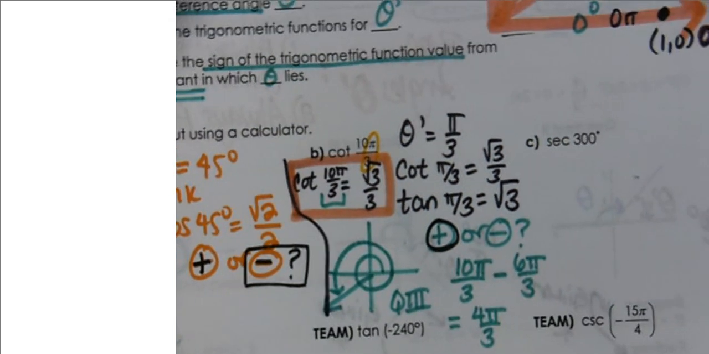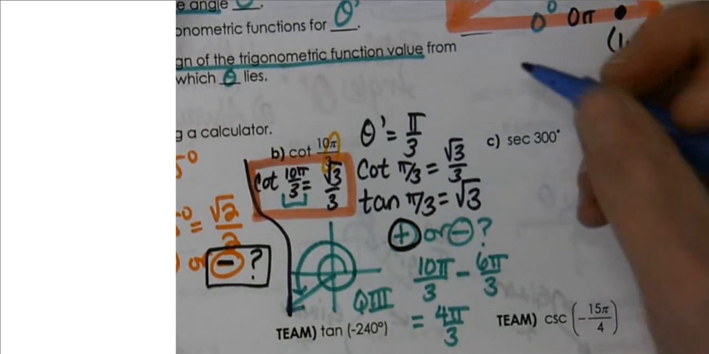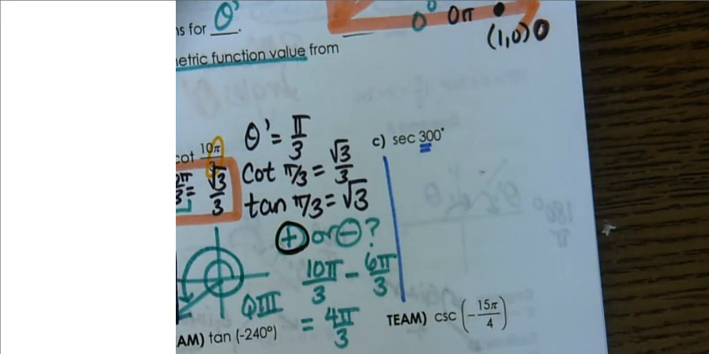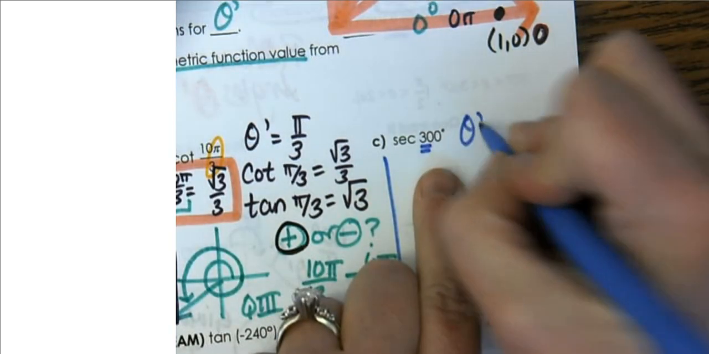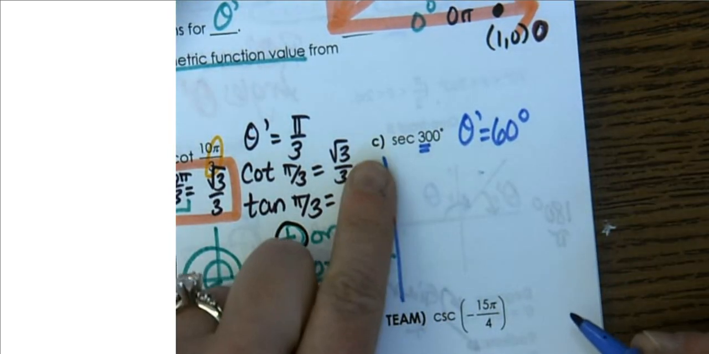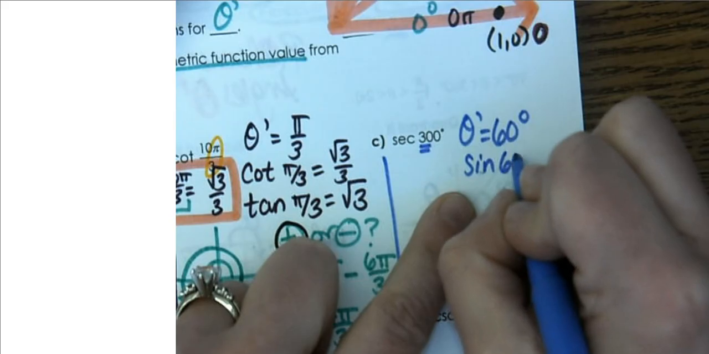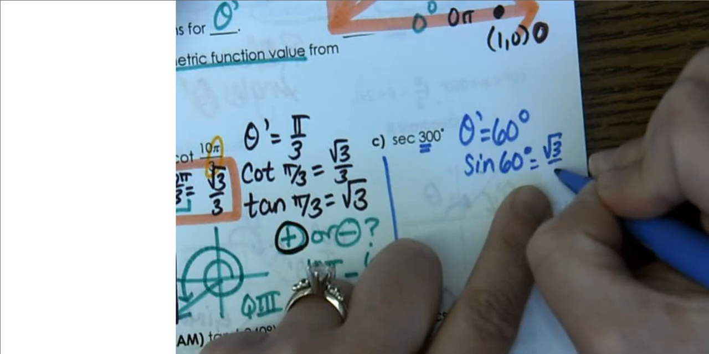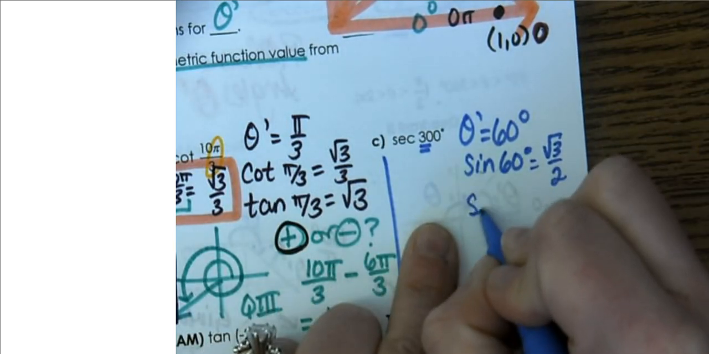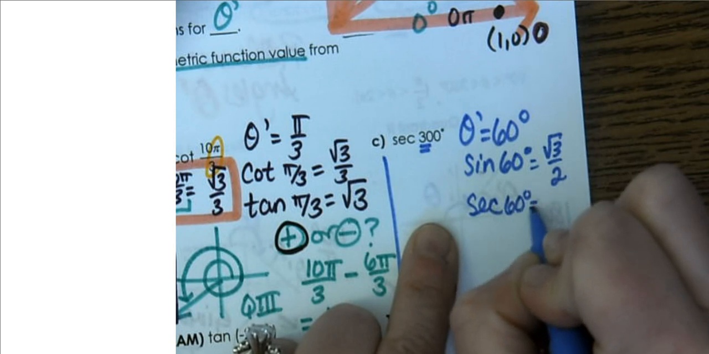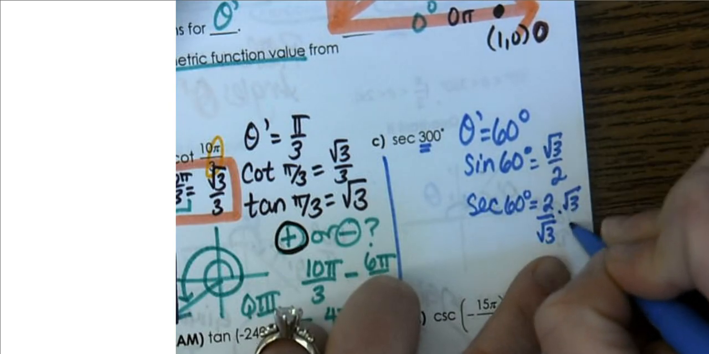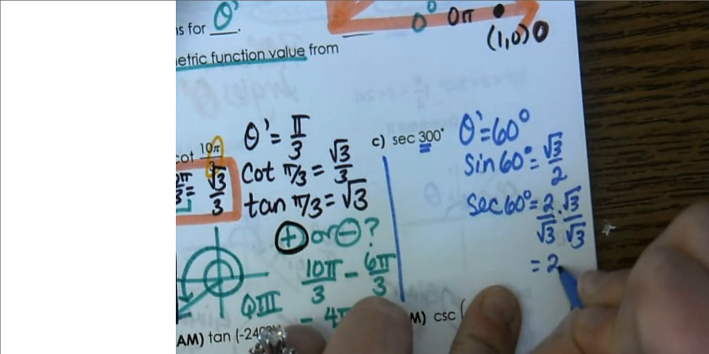Let's go ahead and look at the next one. We have the secant of 300 degrees. Now 300, that 30 is divisible by 6, so that means that the reference angle is 60 degrees. Now secant is the reciprocal of sine, so I'm going to think the sine of 60 degrees. The sine of 60 degrees I know is the square root of 3 over 2. So therefore the secant of 60 degrees would be the reciprocal, 2 over the square root of 3. But I can't have a root in my bottom, so I'm going to rationalize this. And I end up with 2 square roots of 3 over 3.